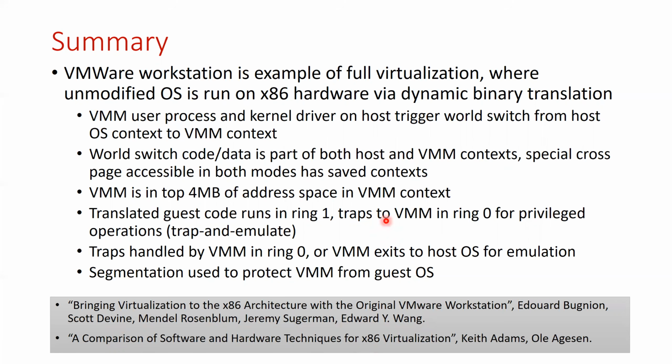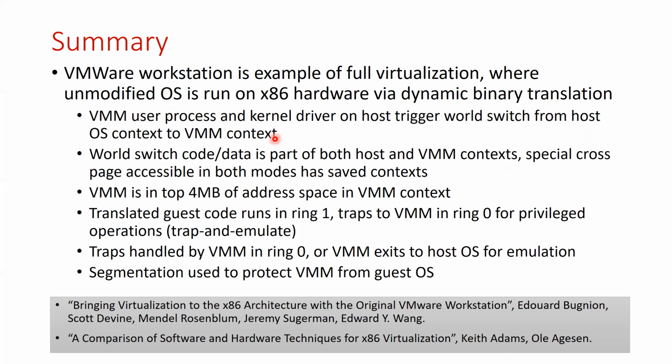So the summary of full virtualization that we've seen today is as follows. This is a way in which you can run unmodified operating systems, without modifying OS source code, on x86 hardware that does not have virtualization support, and yet can virtualize unmodified operating systems using the idea of dynamic binary translation.